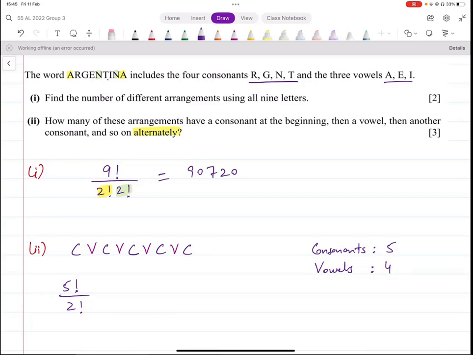Okay? And then we look at the vowels. How many do we have? We've got 4 of them. How many arrangements will they have? 4 factorial. But then for the vowels, you've got 2 A's. You have to divide by 2 factorial. And that's your total number of ways. Is this clear?